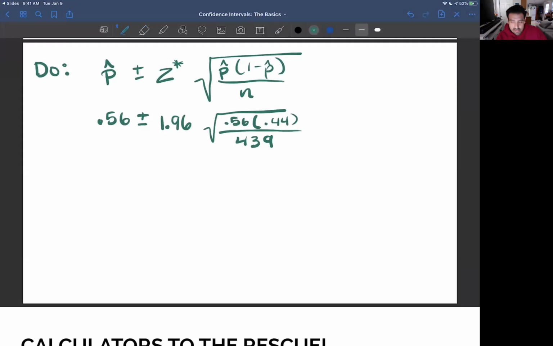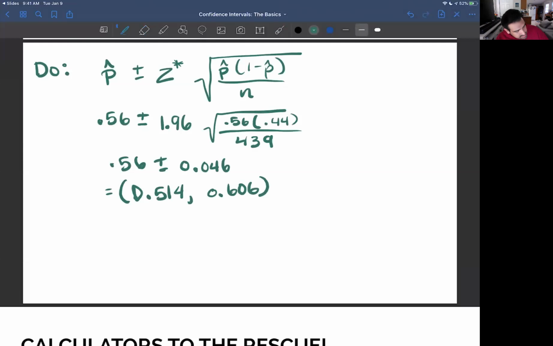With this here, we do some of the math. We get 56 plus or minus 4.6%, giving us the confidence interval of 51.4% to 60.6%. We found our confidence interval. Now we need to conclude, right? We need to put some words to that.